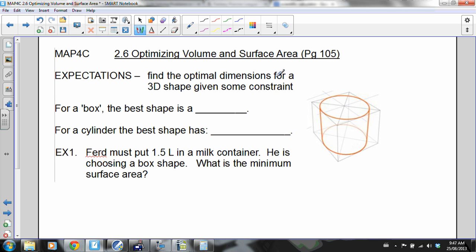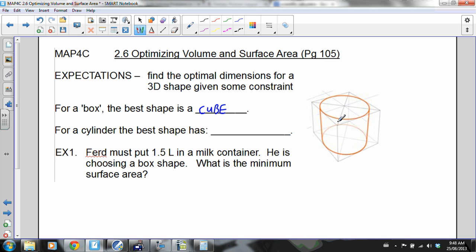The expectations: find the optimal dimensions for a 3D shape given some constraint. This is going to be no surprise to you what shapes are the best. We saw in 2 dimensions, flat shapes, that for a rectangle, the square was the best. In fact, we even found out that a circle was better than a square. So it won't surprise you, I don't think. For a box, the best shape is a cube. You kind of saw that in the 3-minute review. For a cylinder, and this is pretty cool, essentially the best cylinder is the one that's the most boxy, or the most like a cube.